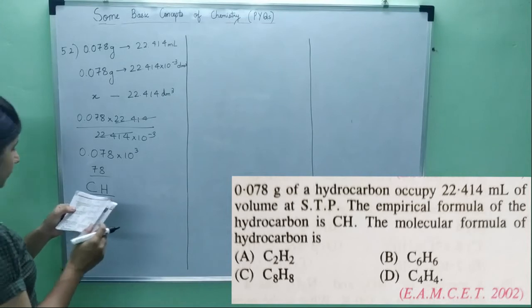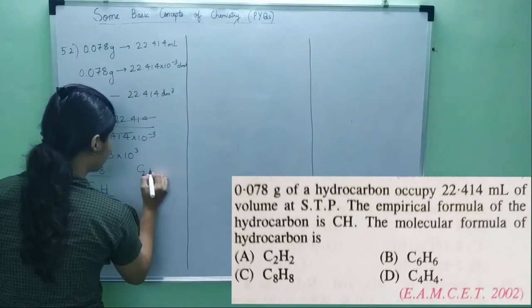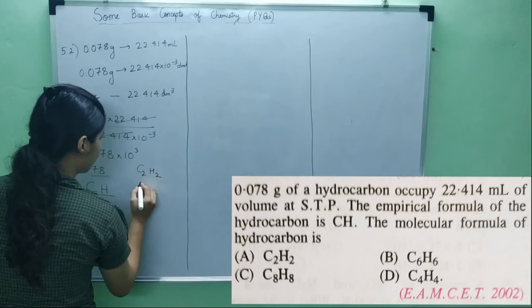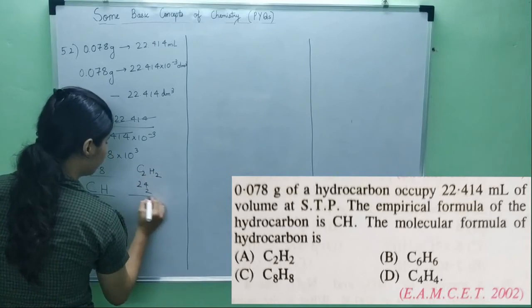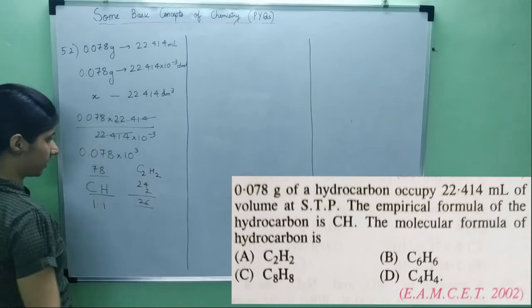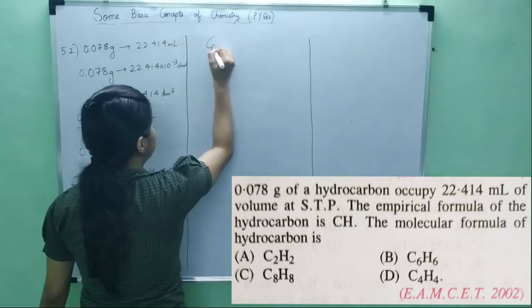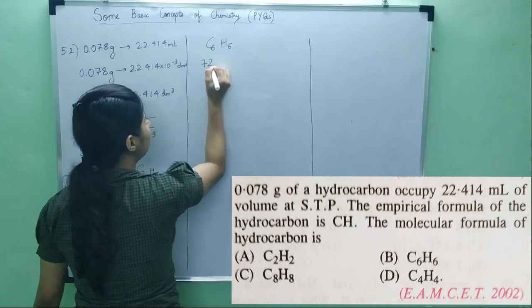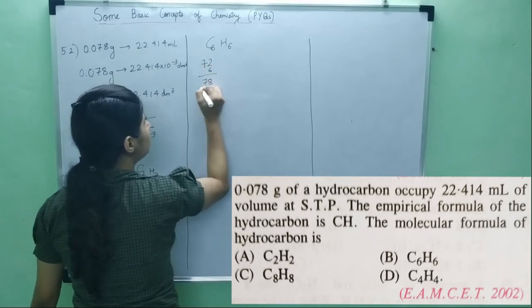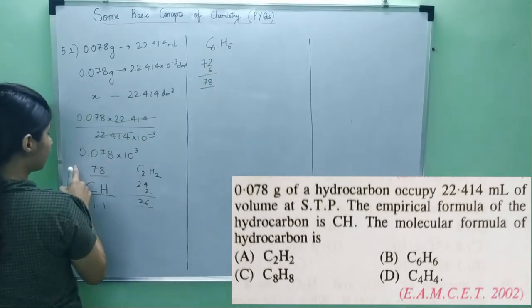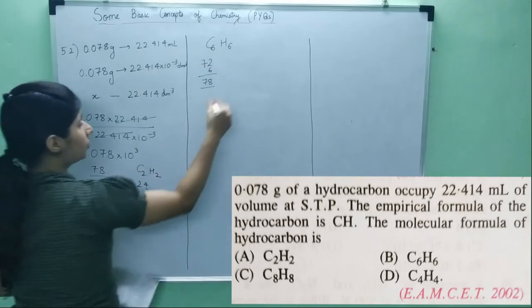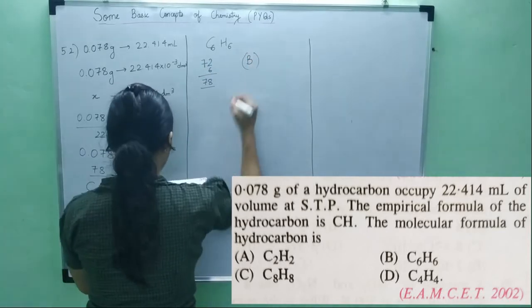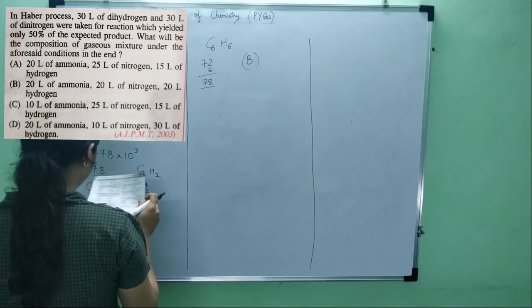So if I take the first one, C2H2. So C2H2 has a molar mass of what? 12 into 2 is 24 and 2, which is 26. So this is not the answer. If I take C6H6, so this is what? 12 into 6, which is 72, plus 6, which is 78. So this is the molar mass, and this is what we got from the equations. So what is the answer? The answer is option B. Okay.